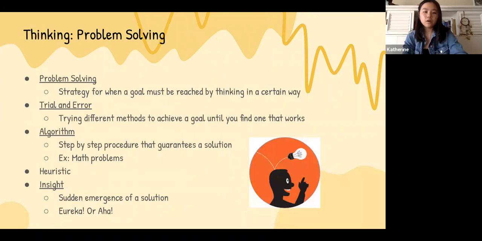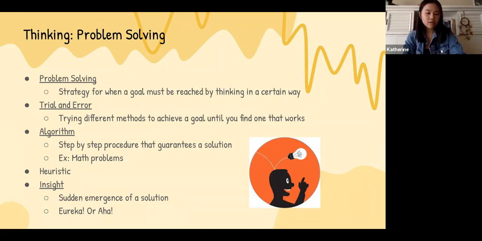Okay, and then we have problem solving. So problem solving is a strategy for when a goal must be reached by thinking in a certain way. There's different types of problem solving. We have trial and error, and this is trying different methods to achieve a goal until you find one that works. So this is just trying a lot of different random things to see if you can solve the problem that you have. And there's a lot of problems with this one because it is very slow and time consuming. You're kind of just trying different random things, so it might not even end up working in the first place.